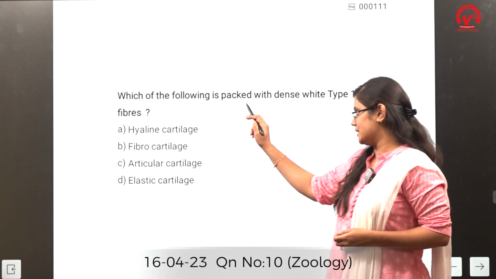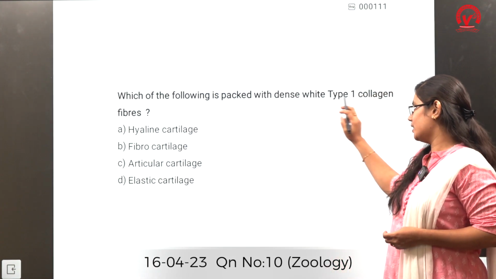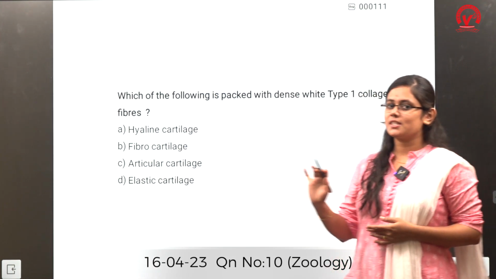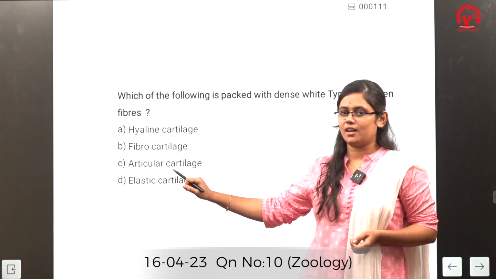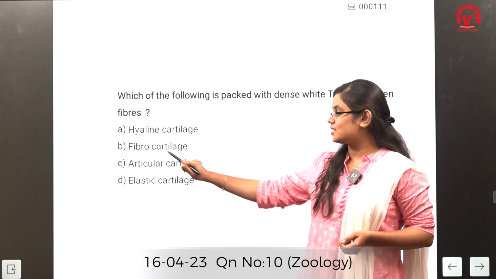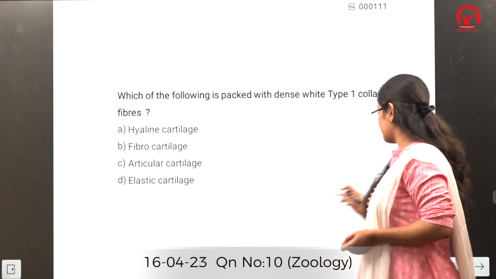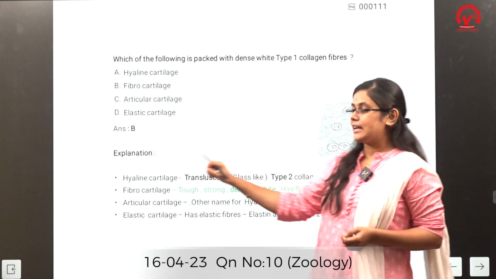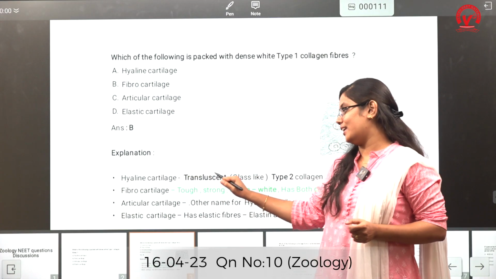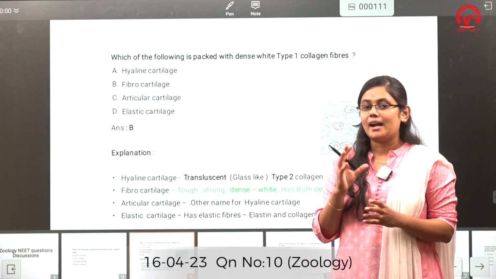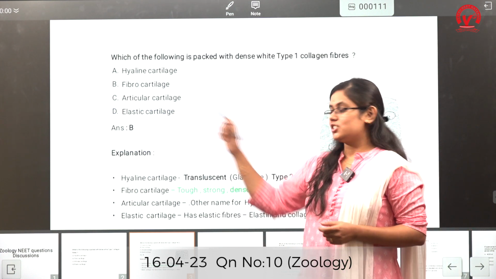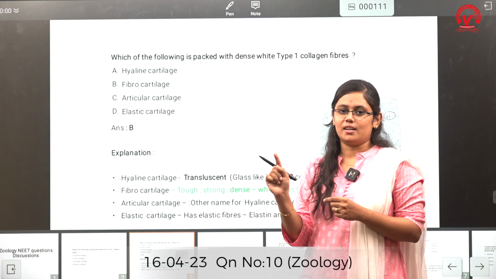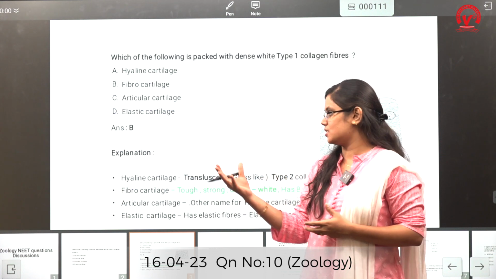Which of the following is packed with dense white type 1 collagen fibers? The options are hyaline cartilage, fibrocartilage, articular cartilage and elastic cartilage. So here the correct answer is fibrocartilage, because hyaline cartilage is mostly translucent or glass-like and it is made up of type 2 collagen fibers. Articular cartilage is the other name for hyaline cartilage. So they have similar features.